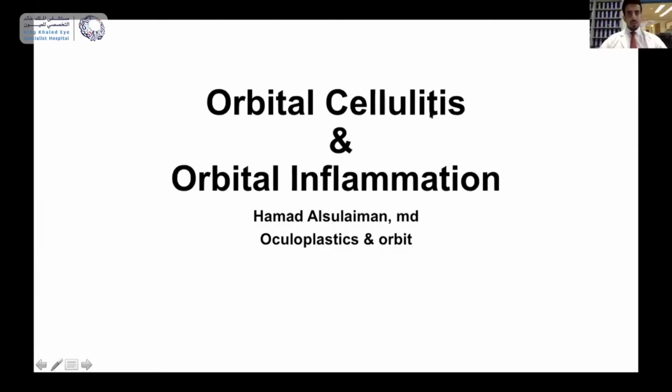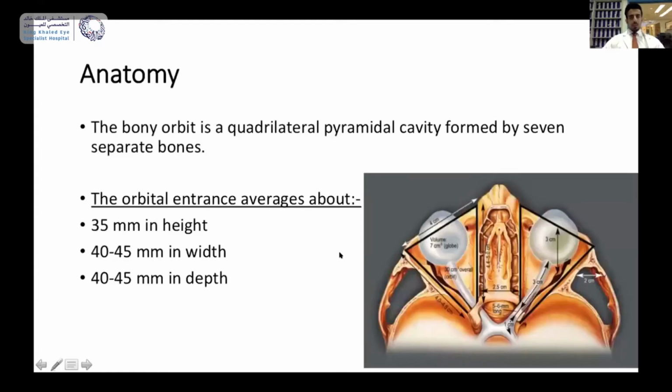Our talk today will be about orbital cellulitis and orbital inflammation, starting with orbital cellulitis. A little bit about related anatomy. You know that the bony orbit is a pyramidal cavity formed by 7 separate bones.